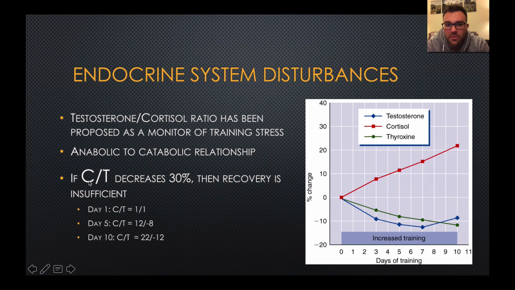So if your ratio decreases 30%, then recovery is insufficient. So if we see massive increases in cortisol with decreases in testosterone, you're going to get to your point of being extremely fatigued, potentially in a catabolic state, in a really bad situation. So this is when we get the endocrine system really, really messed up. And it's something to pay attention to.